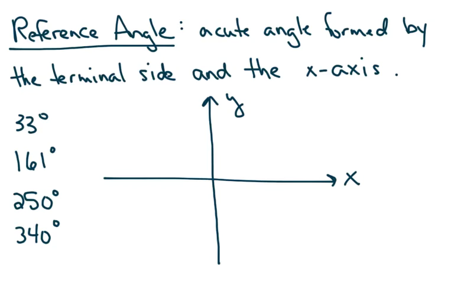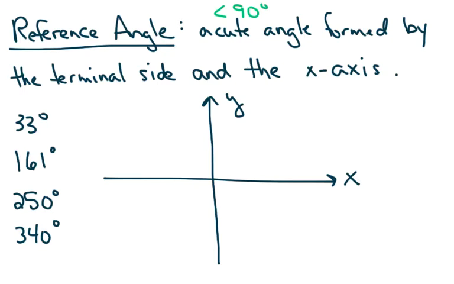The last thing that we're going to talk about is something called a reference angle. A reference angle, which is not the same as a coterminal angle, is going to be the acute angle. Remember, an acute angle is one that is less than 90 degrees, formed by the terminal side and the x-axis.